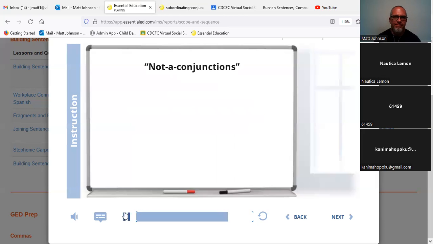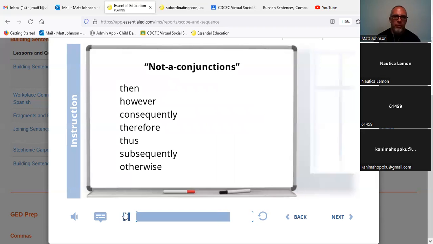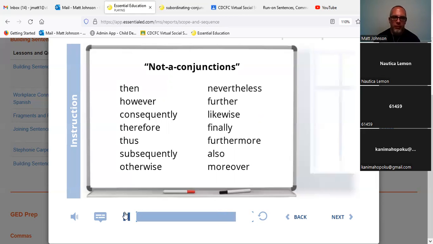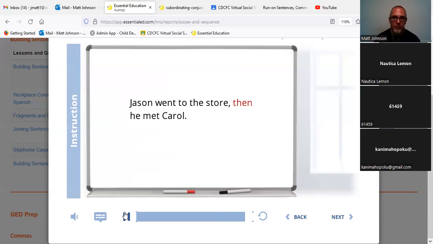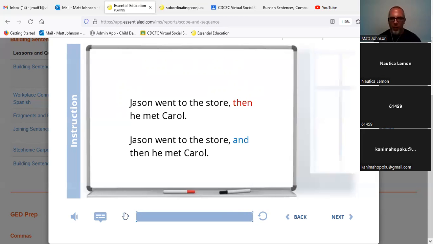Here are some of the common not-a-conjunctions. Then, however, consequently, therefore, thus, subsequently, otherwise, nevertheless, further, likewise, finally, furthermore, also, and moreover. If you see these words joining two sentences, it's a run-on, like this. Jason went to the store, then he met Carol. But you can use one of the four methods to fix it. Jason went to the store, and then he met Carol. Do you get the idea of run-on sentences? Yeah, that one is a real problem.